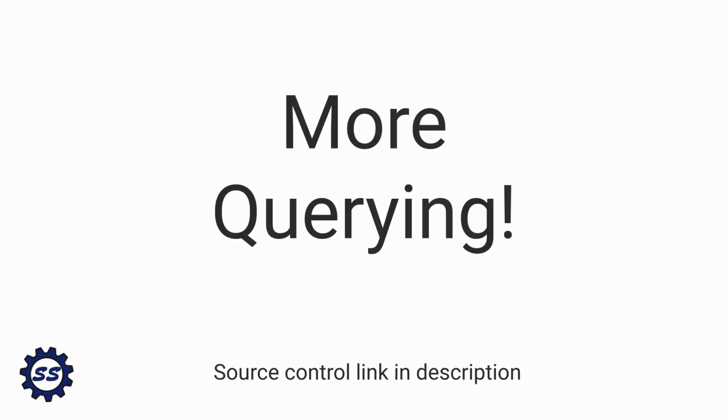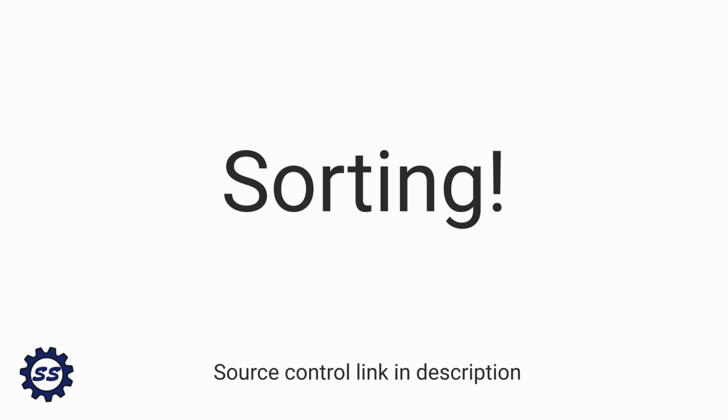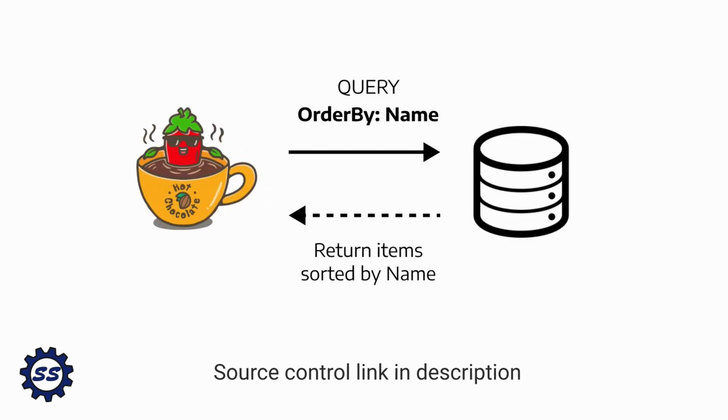Continuing with advanced querying on our Hot Chocolate GraphQL server, so far we've implemented pagination, we've implemented filtering. Next up, I want to tackle sorting. So ideally, when I make a query to my GraphQL server, I want to pass in some kind of field name, and I want my collection of results to be sorted by that field name.